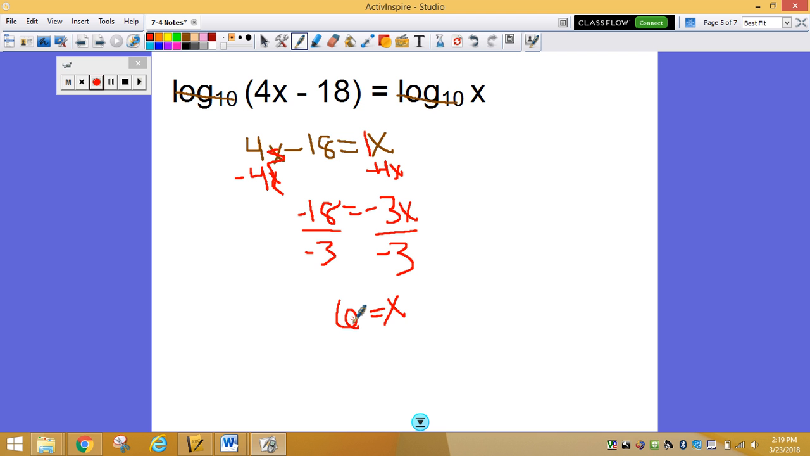So that is what your 7-4 worksheet looks like. All right, try it. Good luck.